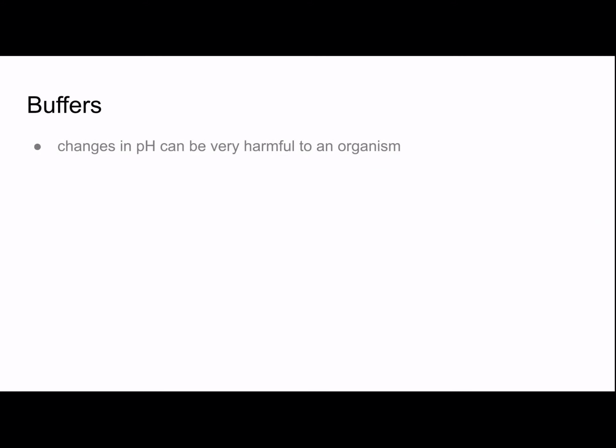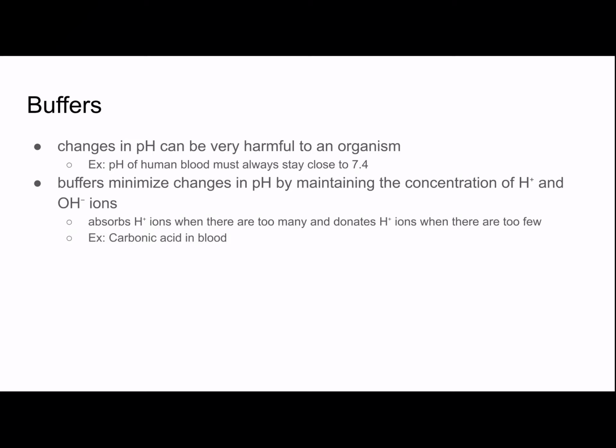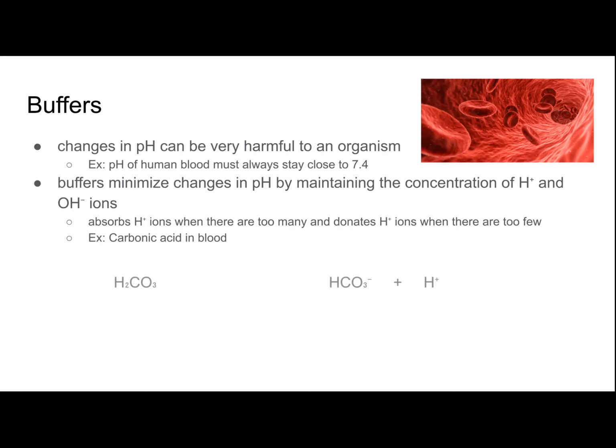So now let's talk about buffers. Changes in pH can be very harmful to an organism. For example, the pH of human blood must always stay close to 7.4. And buffers will minimize the changes in pH by maintaining the concentration of hydrogen ions and hydroxide ions. It does this by absorbing hydrogen ions when there are too many and donating hydrogen ions when there are too few. So for example, we have carbonic acid in blood. So let's look at that.